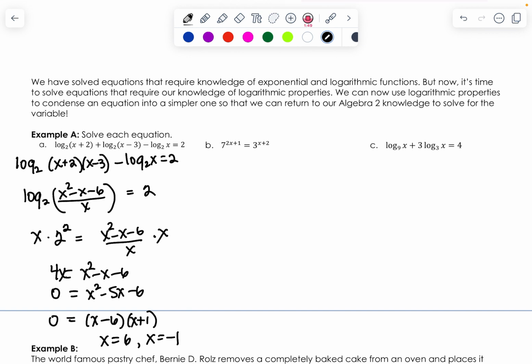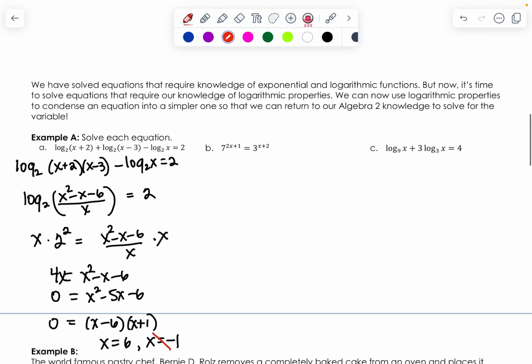Now you're going to check this in the original equation. I cannot put the negative 1 here. Okay, and I can't put the negative 1 here. So the negative 1 isn't working. Now let's check the 6. 6 plus 2, that's a positive. 6 minus 3 is a positive, and 6 is a positive. So x equals 6 is my answer.